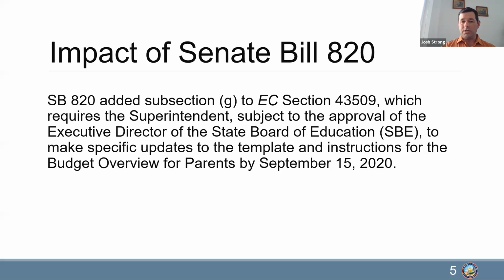In addition, following the passage of Senate Bill 98, Senate Bill 820 further added the requirements that the superintendent, subject to the approval of the executive director of the State Board of Education, make some specific updates to the budget overview for parents template by September 15th. Next slide.